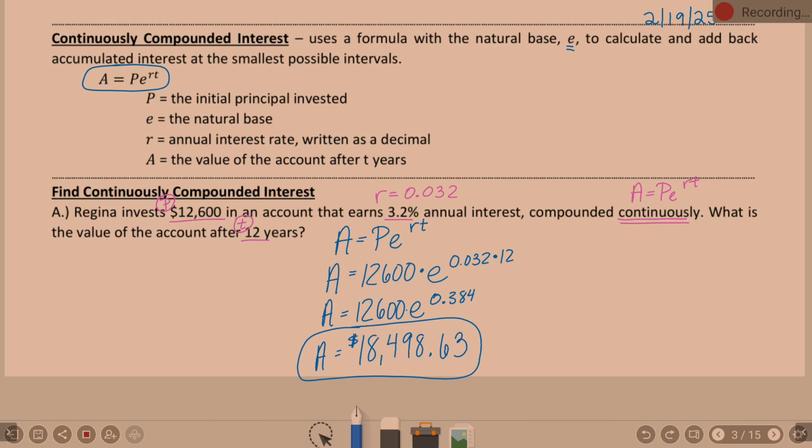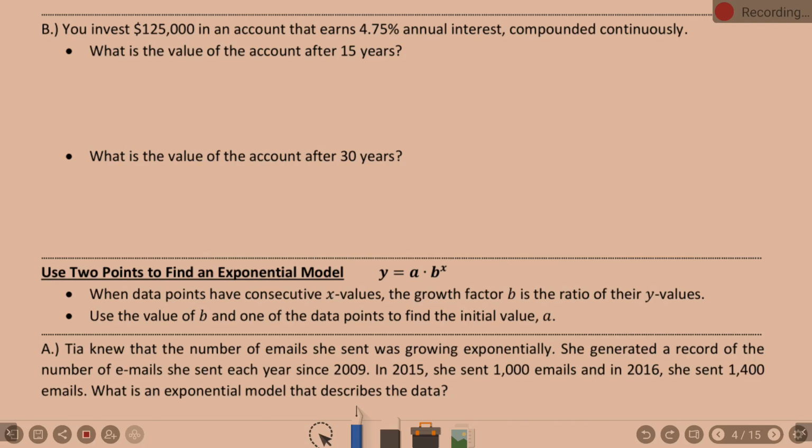Okay, let's go to the top of the back page. We're going to practice a little bit more before we move to the final section. Example B: you invest $125,000 in an account that earns 4.75% annual interest compounded continuously. What is the value of the account after 15 years and then after 30 years? Okay, what do you know?